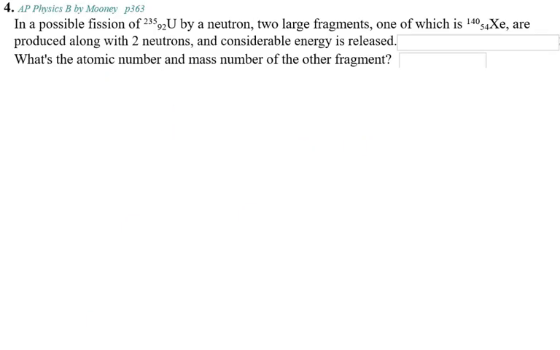In this video, I want to go back and revisit some previous beta and gamma reactions that we mentioned in the previous video. So I want to do a few more questions related to it. Here in this question, they say, in a possible fission of uranium-235 by a neutron, 2 large fragments, one of which is xenon-140, are produced along with 2 neutrons and considerable energy is released. What's the atomic number and mass number of the other fragment?